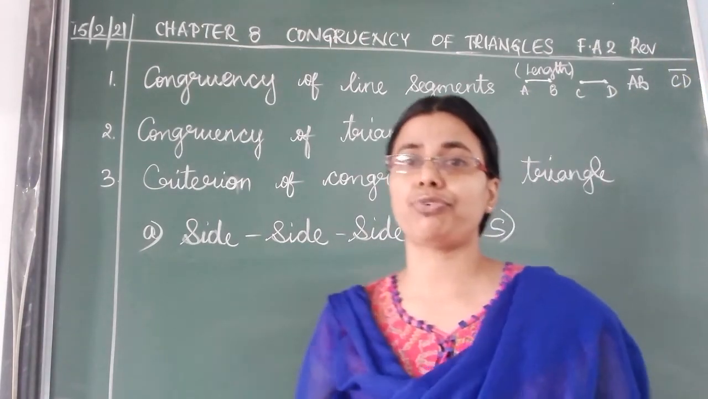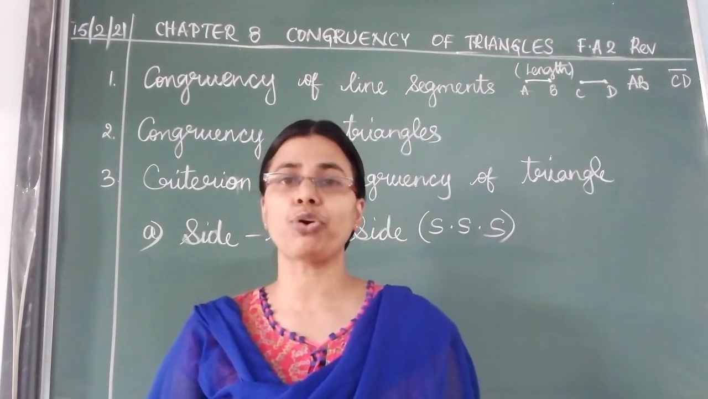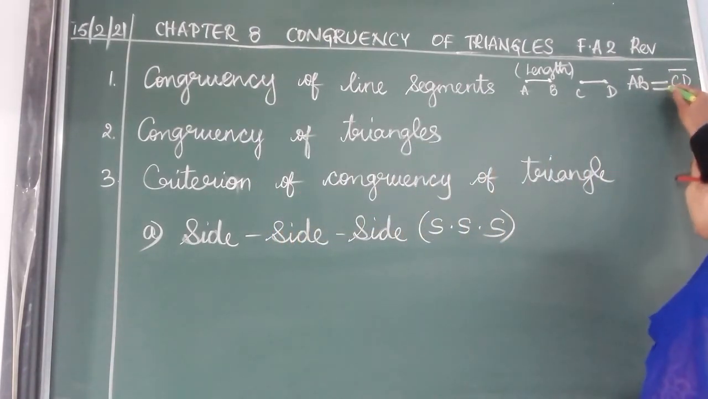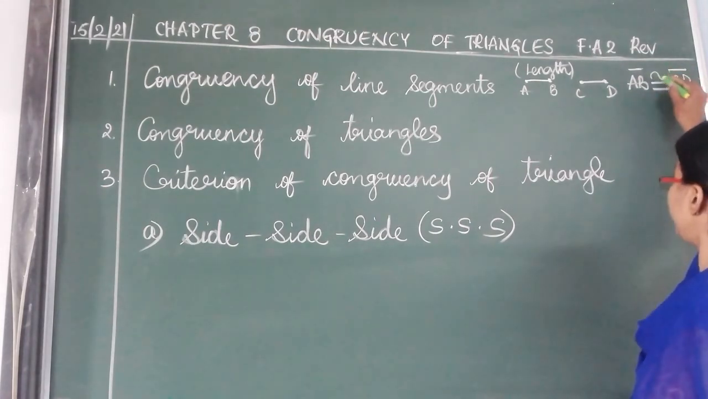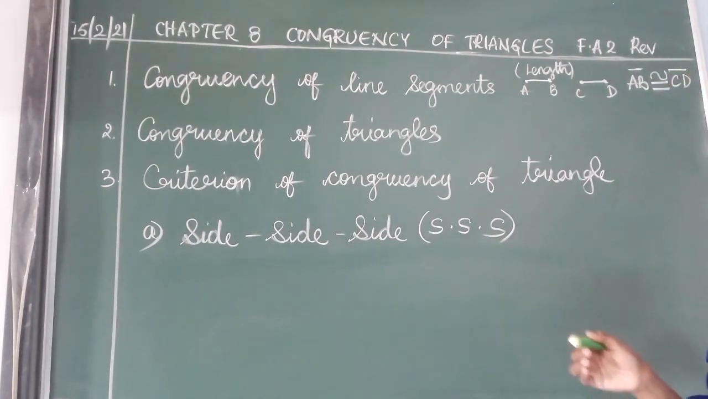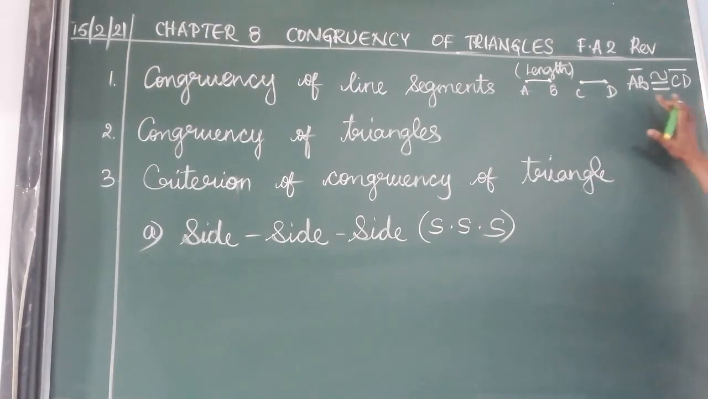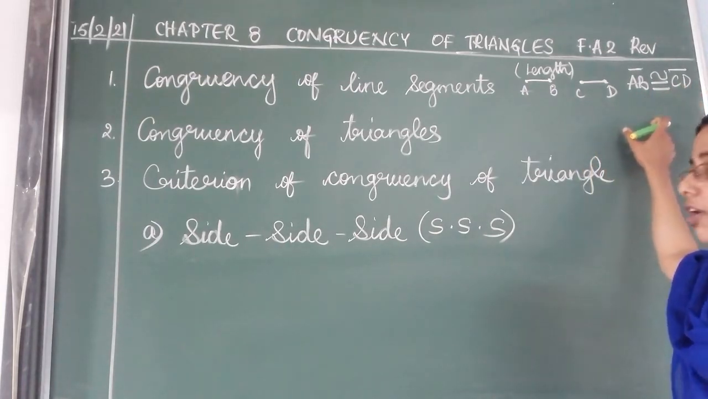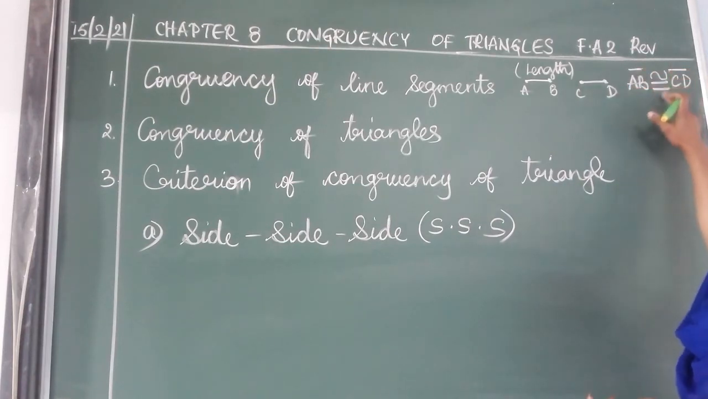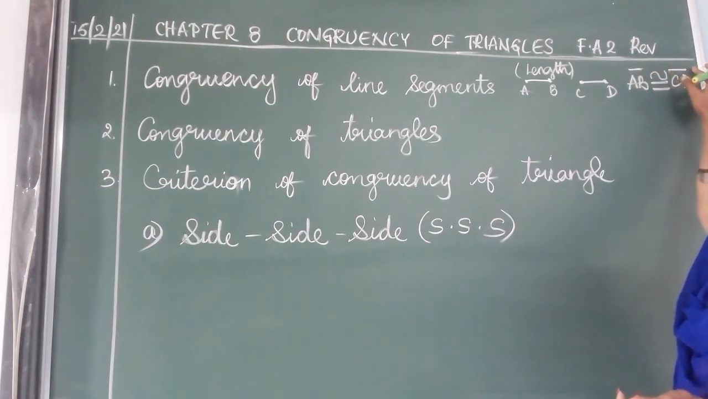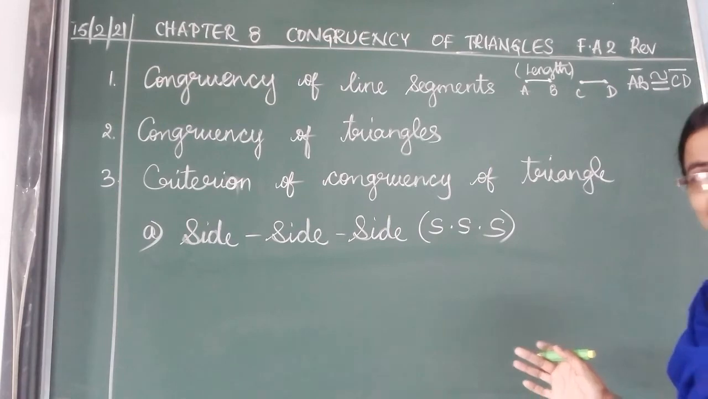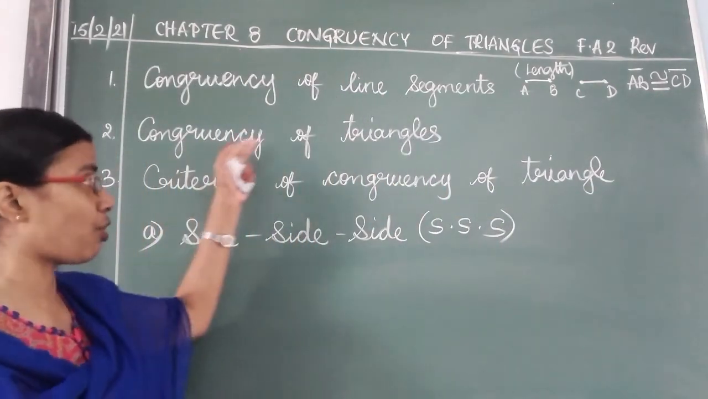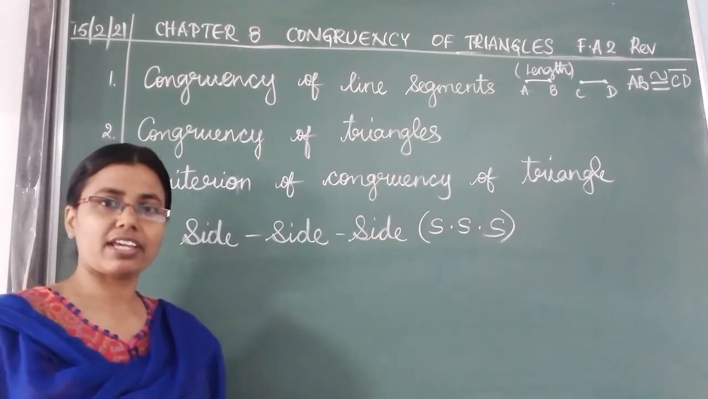What is the symbol? How can you write the symbol of congruency? Yes? It's like an equal to and an inverted S. This is the congruency symbol. So congruency of line segments can be represented in this form. Line segment AB is congruent to line segment CD. Understood this? Okay. Now moving on to the next concept, which is congruency of triangles.